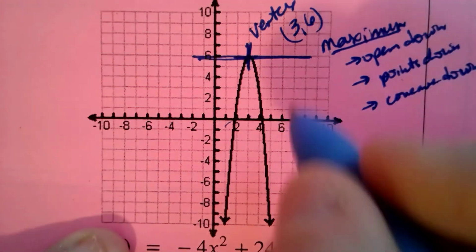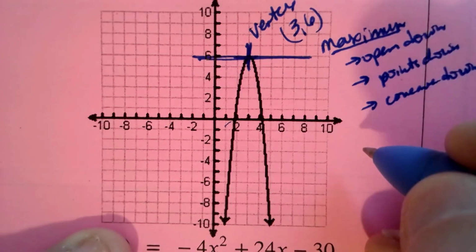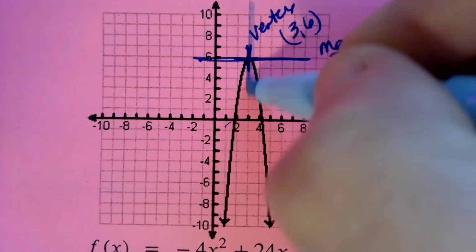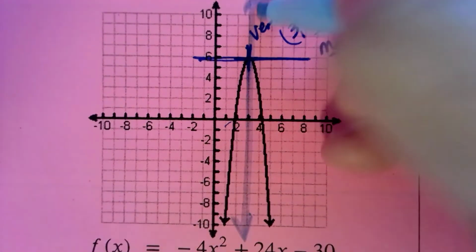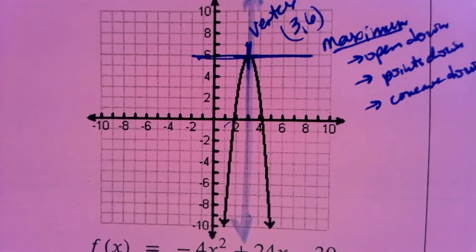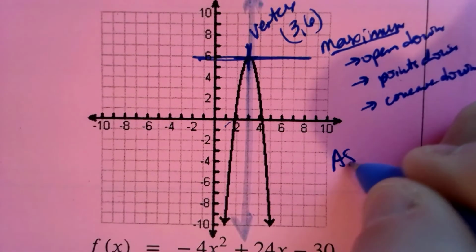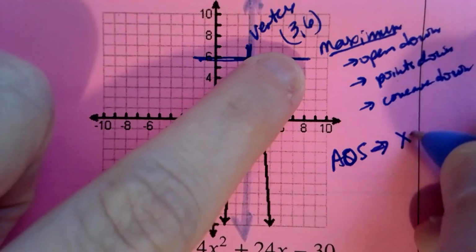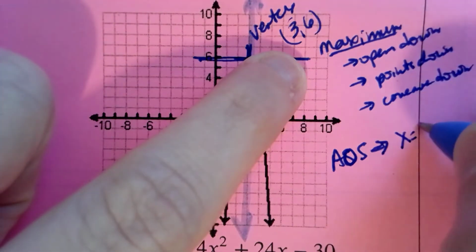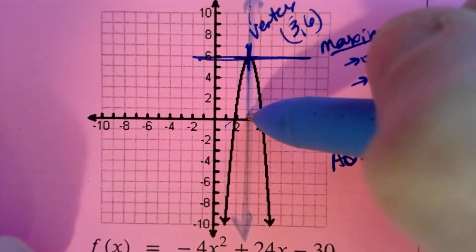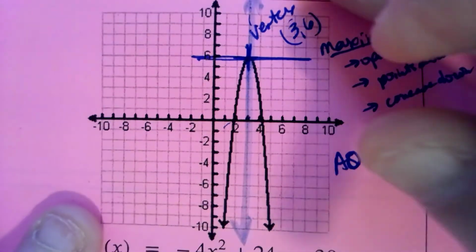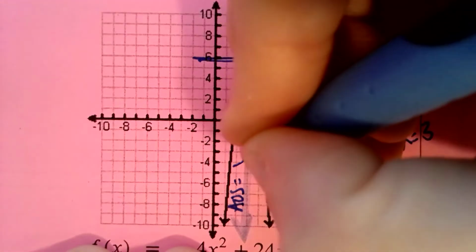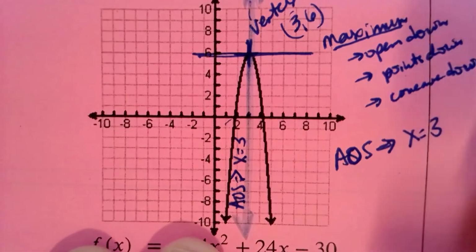So now, I can also find my axis of symmetry. Okay? Because remember, the axis of symmetry is the x in the vertex. Okay, so my axis of symmetry is x equals the x in the vertex, 3, and that's a vertical line going through 3, which is exactly what I've got. So my axis of symmetry is x equals 3. Okay.